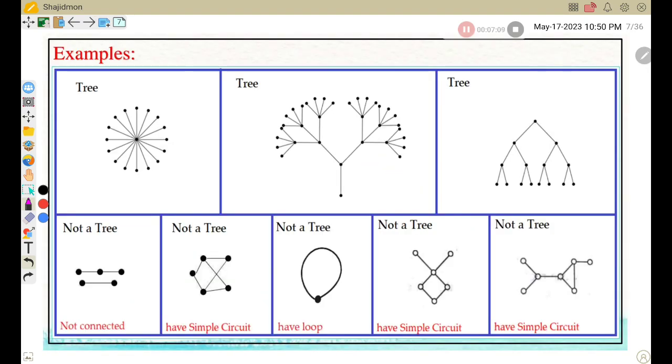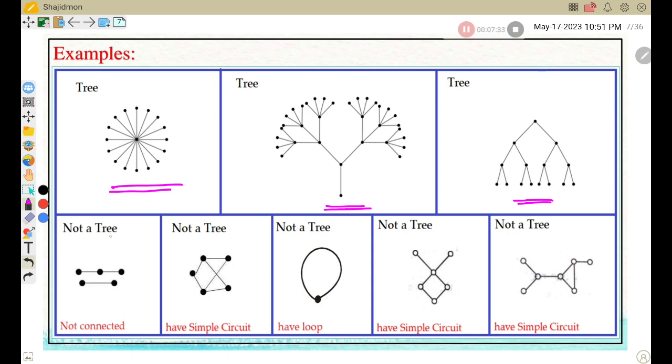Now let me go to some examples. You can see some examples. This is a tree, correct? The first example is representing a tree here. There is no loop, there is no multiple edge, all the vertices are connected, and there is no simple circuit also. And this is also a tree, correct? There is no simple circuit, all are connected. This is also an example of a tree.